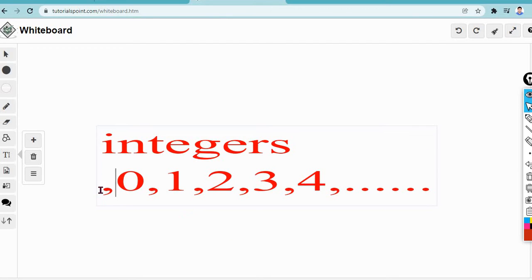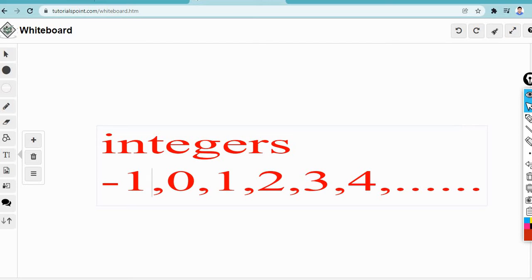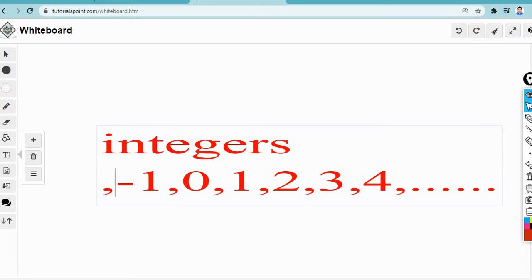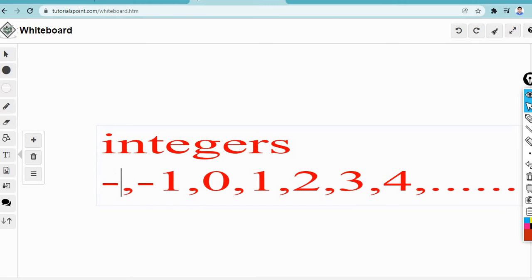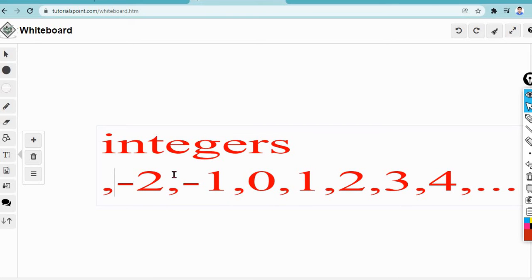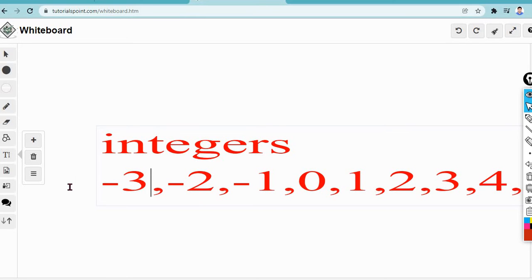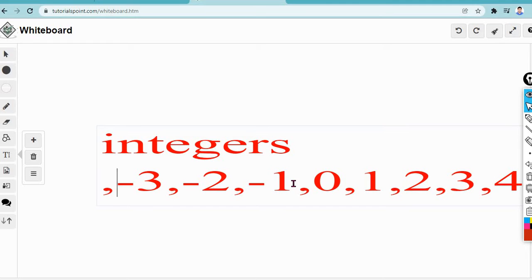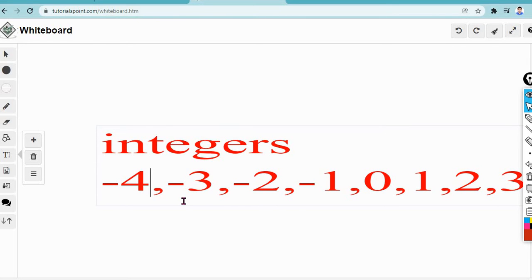It means here you have to add minus 1, okay, and one more negative, minus 2. So if you add all the negative numbers of whole numbers, it forms integers. Okay. So you can add more numbers like minus 3, minus 4. So these are integers. I hope you have understood what are integers. Positive numbers, their negatives and including 0 forms integers.